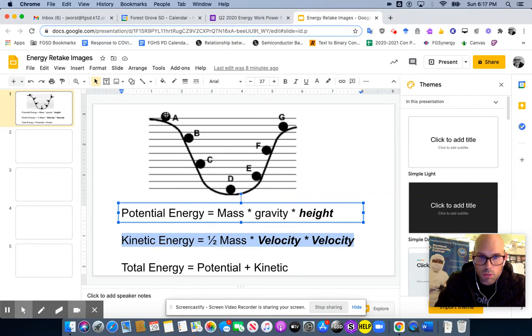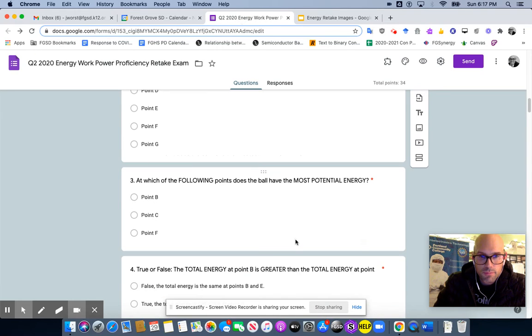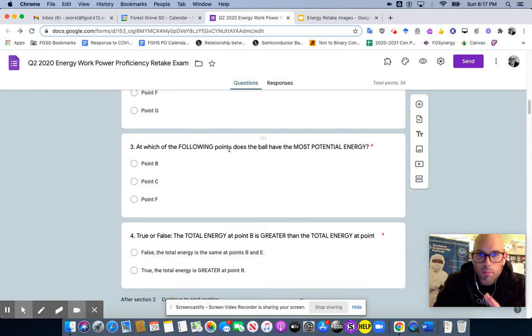So it's like, at which point does the ball have the greatest kinetic energy? The greatest this, 1/2 mass times velocity squared. Okay. And next question. Question 3, at which of the following points does the ball have the most potential energy?